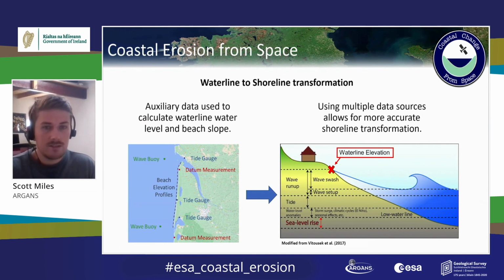Using this data, we calculate all the components of the instant water level. This is shown in the right image, such as the wave run up, the tide, and water level anomalies. And with this new accurate waterline elevation and using the in situ slope data, we can now calculate the shoreline position using geometric equations.